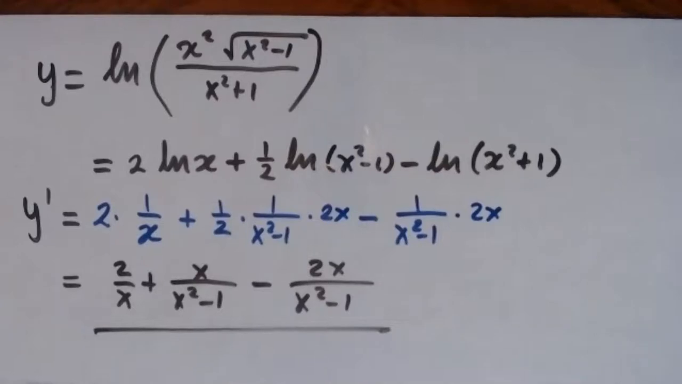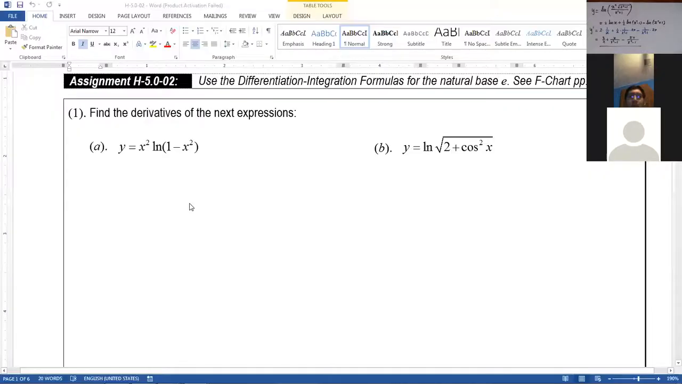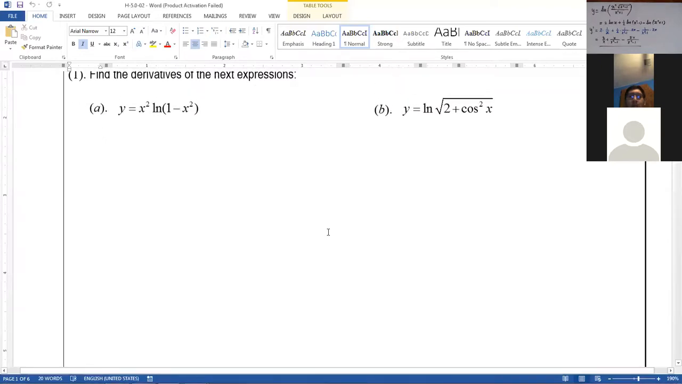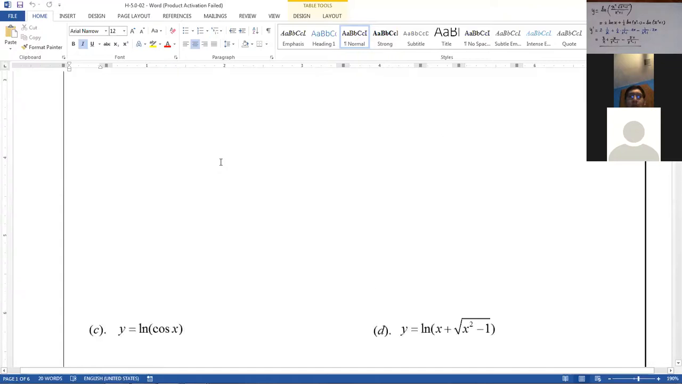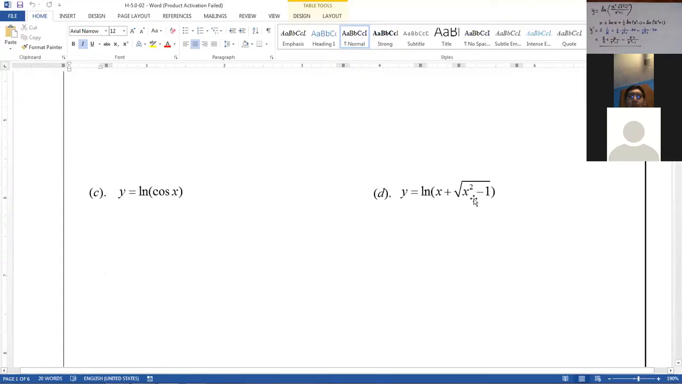Now, for you, this one is the homework. Let me just share the screen. This is the homework; you can also download it in my Google Classroom. You go over there and download this assignment. You are going to have practice here with the application of the logs, so you can do these derivatives using the logs.